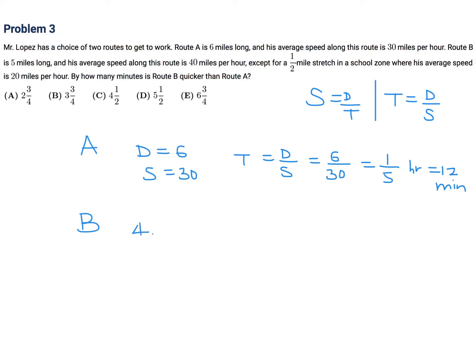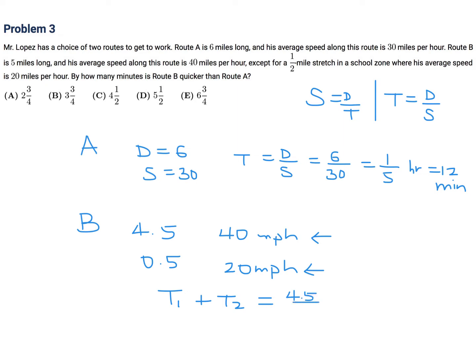It's 4.5 miles at 40 miles per hour, not kilometers. And then you have a 1/2 mile stretch at 20 miles per hour. So this time we have 2 times, time 1 and time 2. So time 1 is 4.5 over 40, and time 2 is 0.5 over 20. And if you get a common denominator, this looks like 4.5 plus 1 over 40, which is 5.5 over 40.